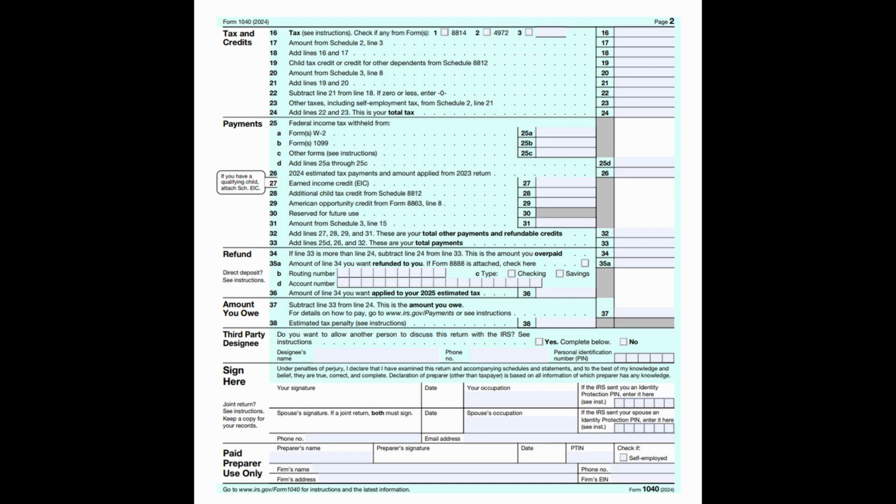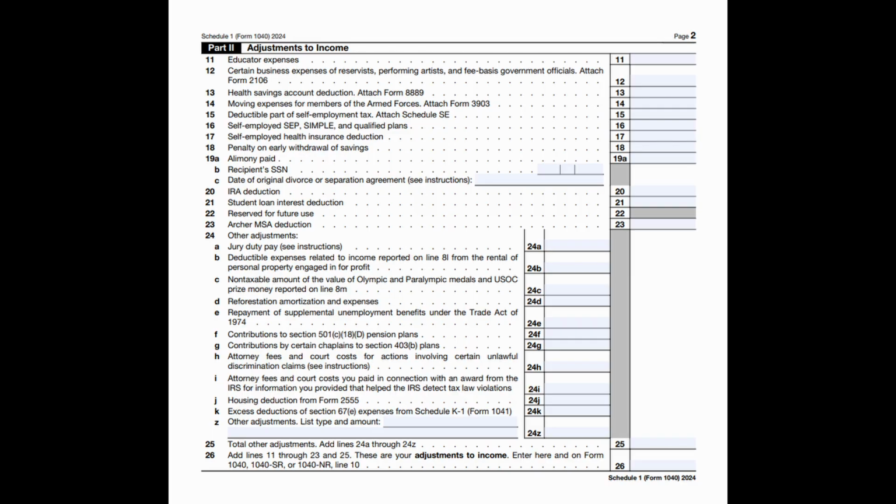And here's something many people miss. Half of your self-employment tax is deductible on Schedule 1, line 15. So while one part increases your tax, the other part reduces your taxable income.